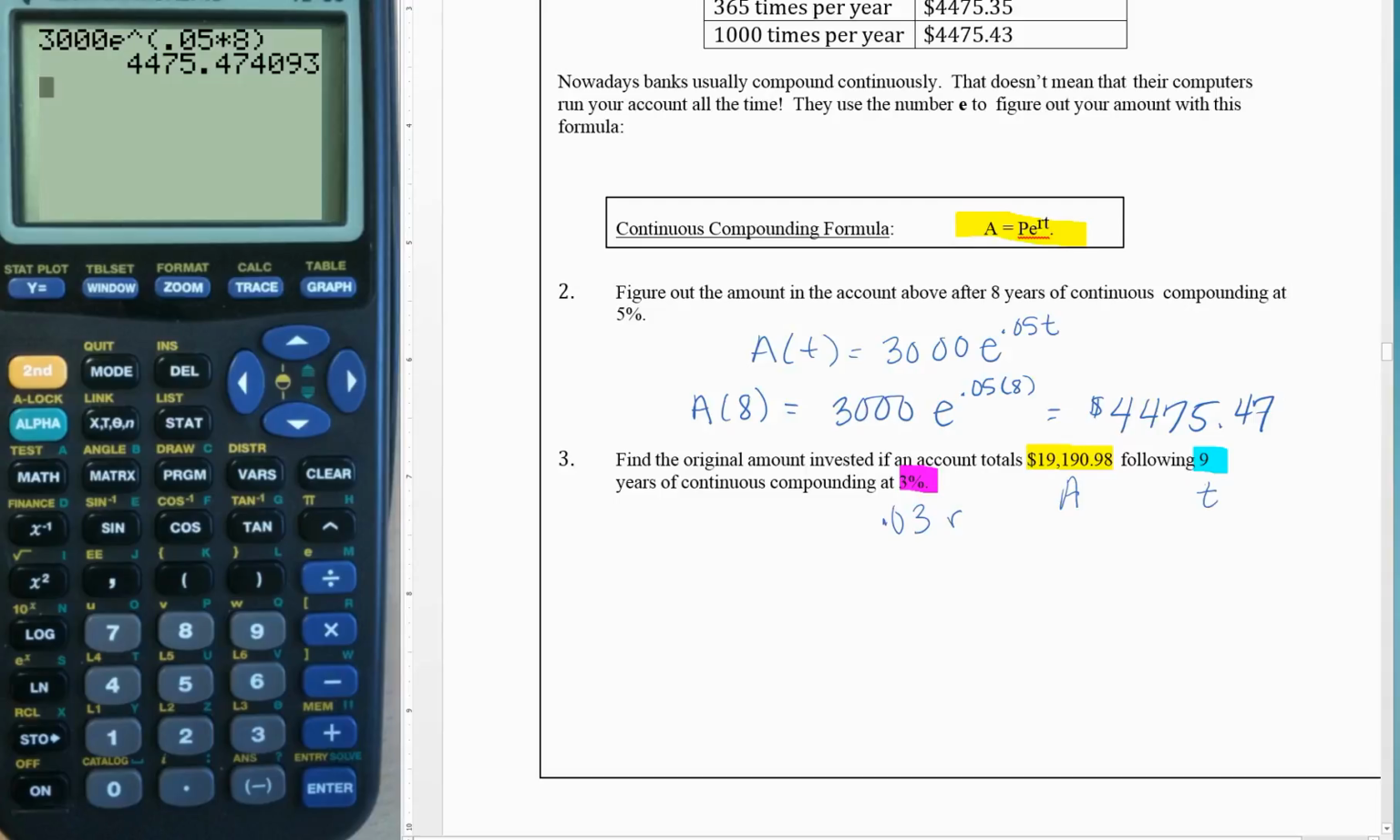So if we just think of our formula here, A equals Pe^(rt). The amount we have is $19,190.98. The P is actually what we're trying to find. And then we have e^(9 × 0.03). Now, this may seem complicated because it's nothing you've ever done before, but it's actually very simple. We're trying to get P by itself, and we're multiplying by this e raised to the 9 times 0.03. And we're just going to divide both sides by e raised to the 9 times 0.03.